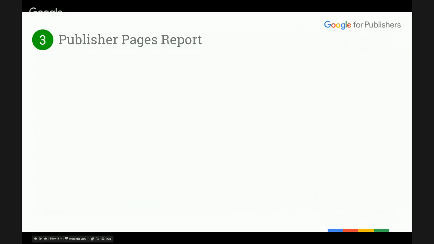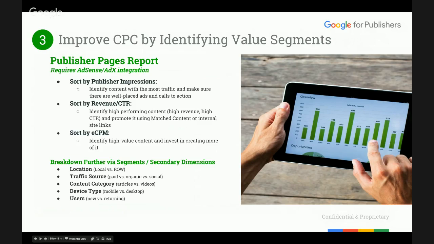So just to navigate back to this page, to provide an example, I was working with a vacation search site who I did this exercise with, and he was really well optimized, like a very advanced publisher. And so what we did was we first sorted the Publisher Pages report by impressions to identify the pages with the most traffic. And so we looked at all of his pages that were generating a lot of page views, and we made sure that each individual page had 3 well-placed ads.